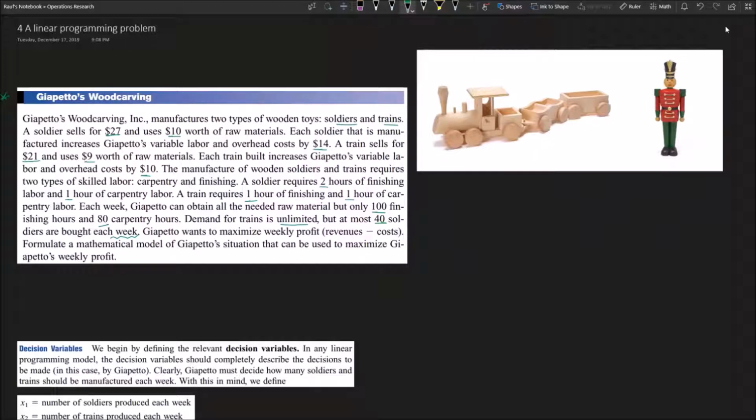What we are asked to do is to formulate a mathematical model for this company situation so that it can be used to maximize the company's weekly profit. So we focus on this. The company needs to maximize the weekly profit. As we can see, it's a medium to hard real life situation. There are a lot of variables playing inside the equation.